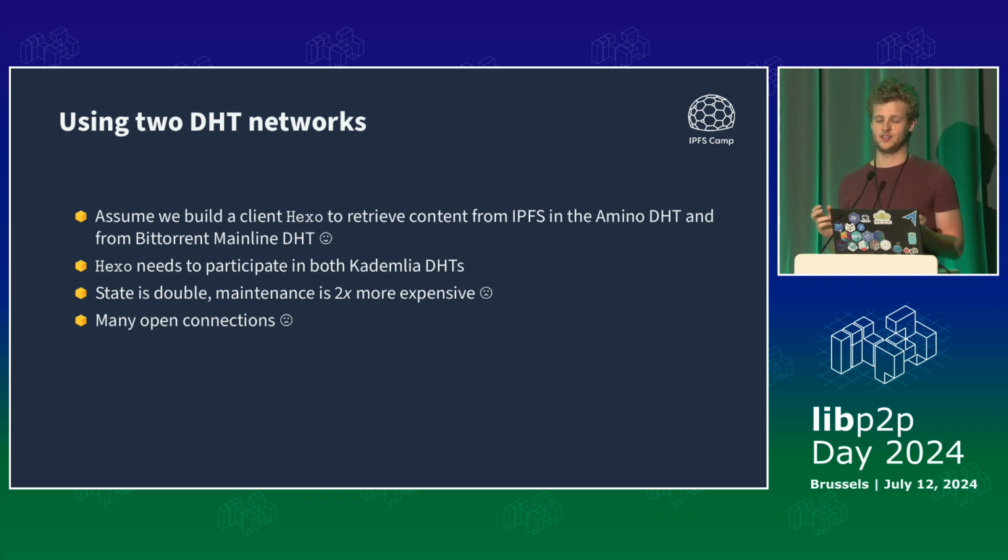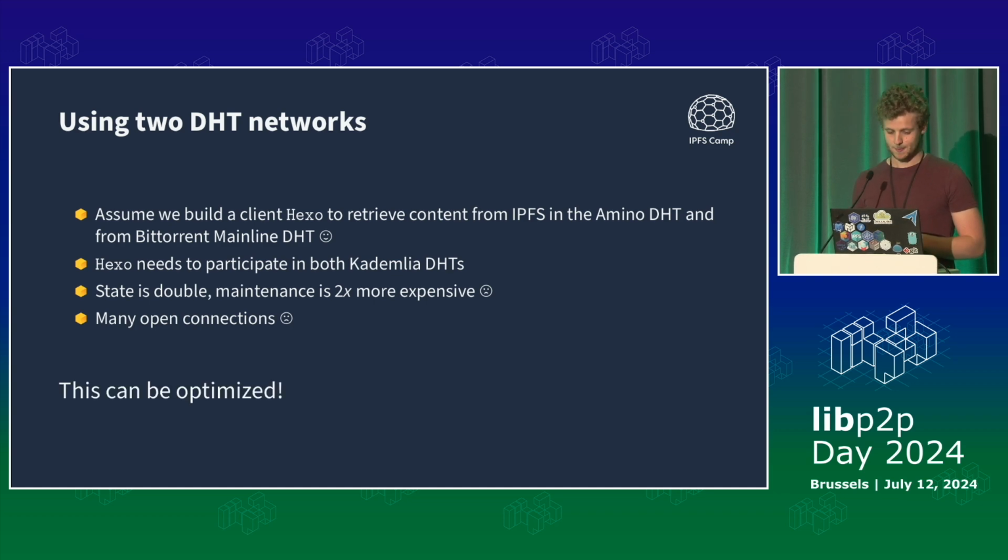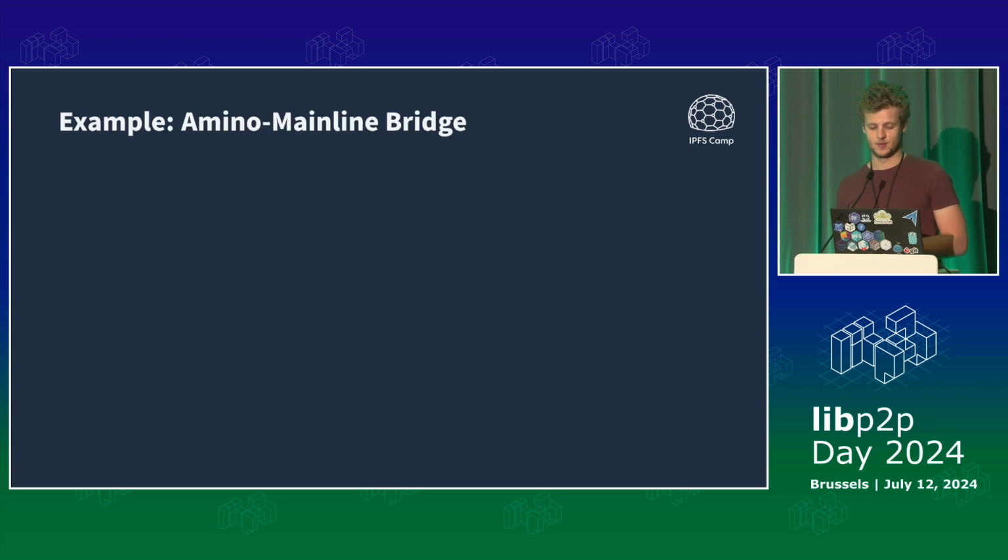Hexo will actually need to participate in both DHTs in order to interact with both of them. So the state it needs to keep is double, which means double the maintenance cost, and there are also more connections to be opened, which is generally not good. But we can optimize it, and that's what we want to do.